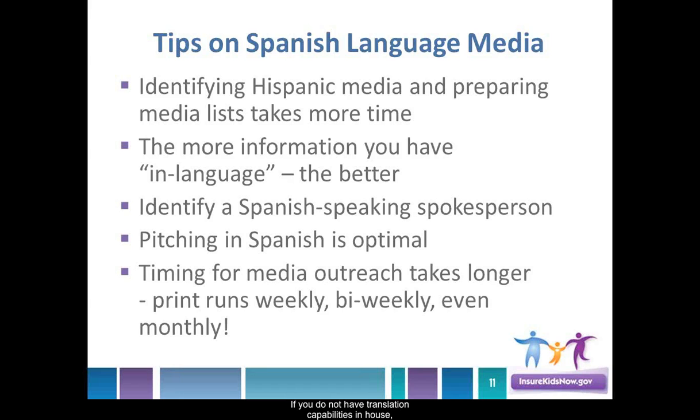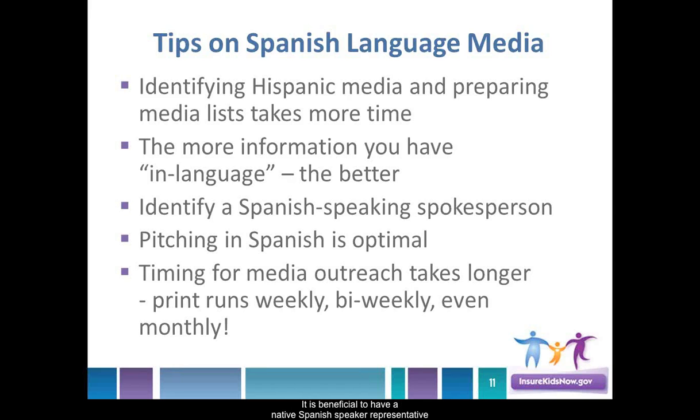If you do not have translation capabilities in-house, then please be sure to send your materials weeks in advance so that there's time for editors and programming or news directors to review your materials and call you to ask questions if necessary. Identifying in-language, Spanish-speaking spokespersons is ideal.